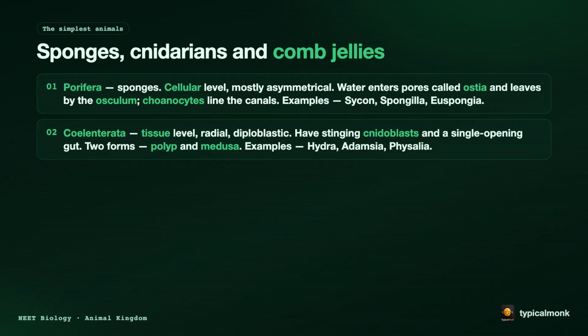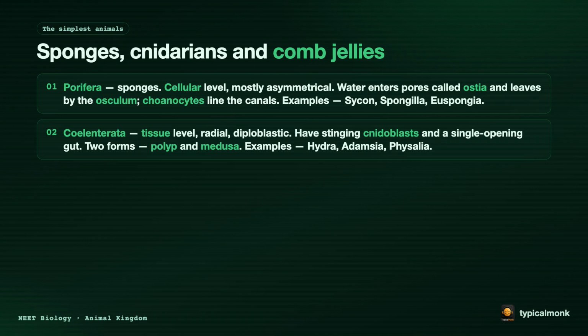Porifera, the sponges. Their organization is at the cellular level and most are asymmetrical. Water enters through pores, called ostia, and leaves by the osculum. The canals are lined by choanocytes. Examples are Sycon, Spongilla, and Euspongia.